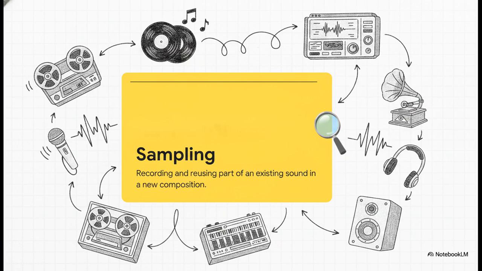And inside these DAWs, producers frequently use something called sampling. This technique lets you grab an existing sound, maybe a snappy drum break from an obscure 1970s vinyl or a quirky vocal, and creatively loop it into a modern hit.